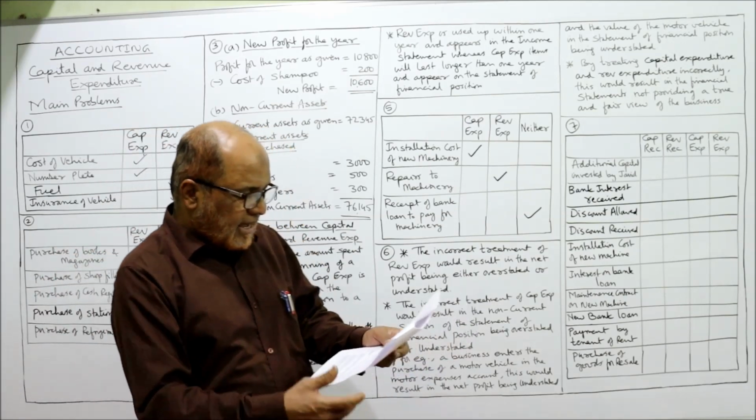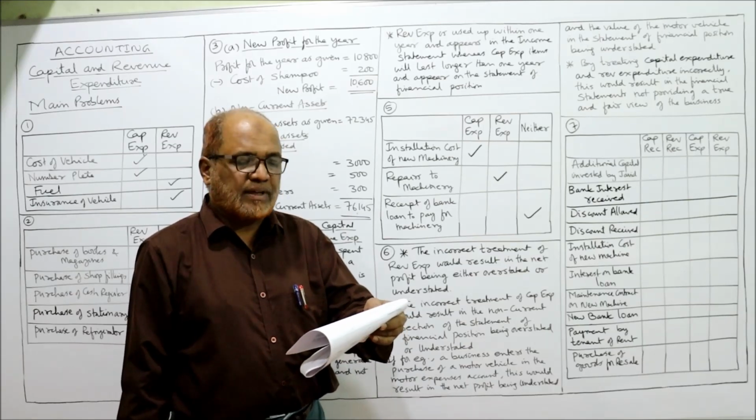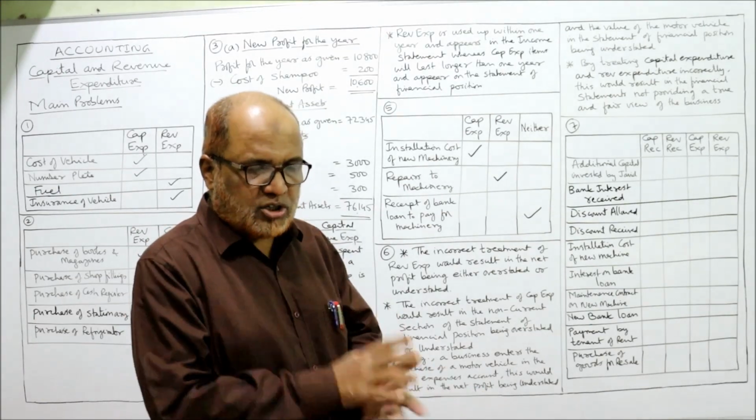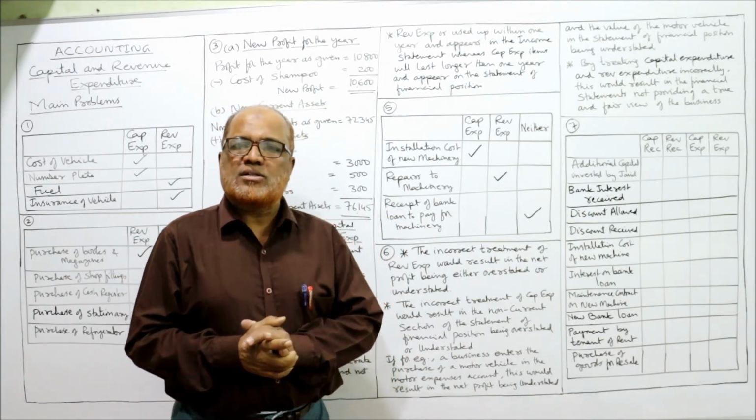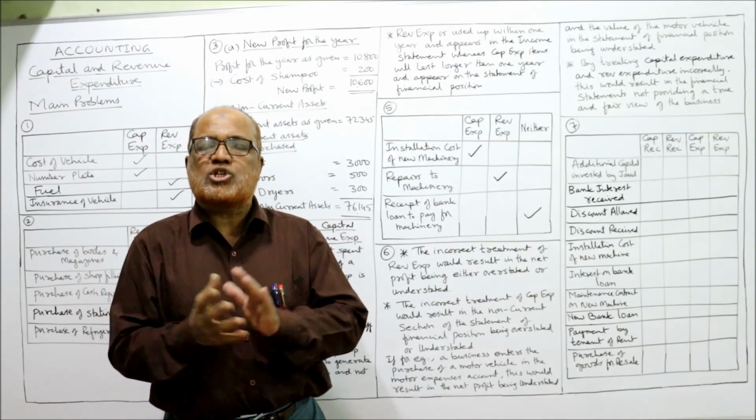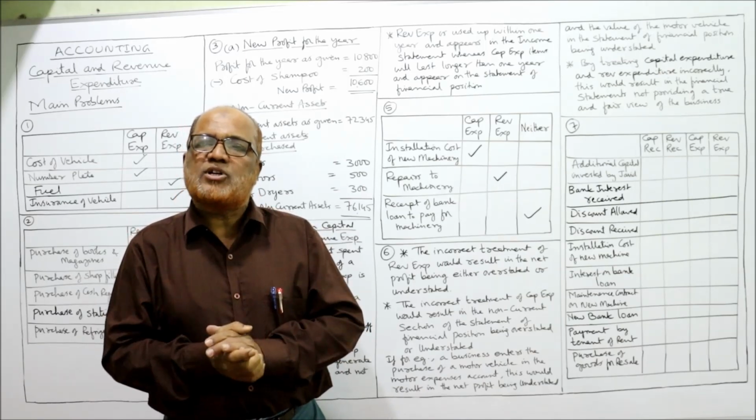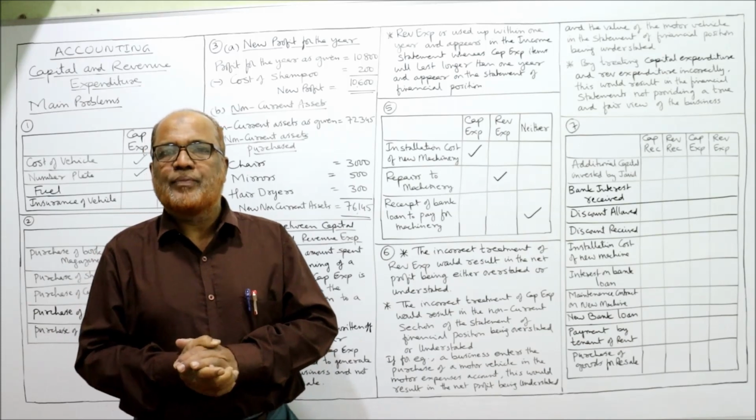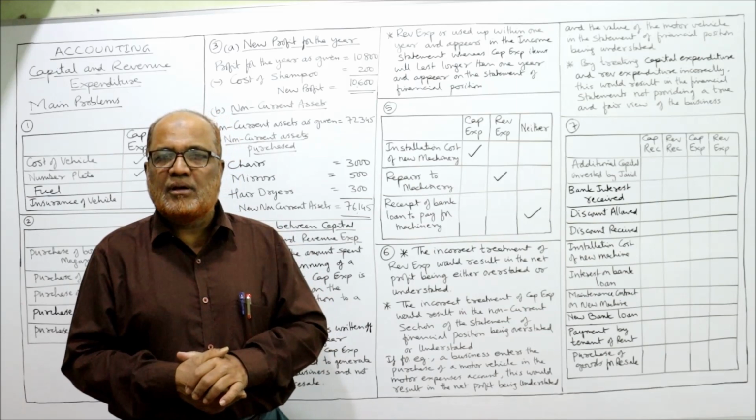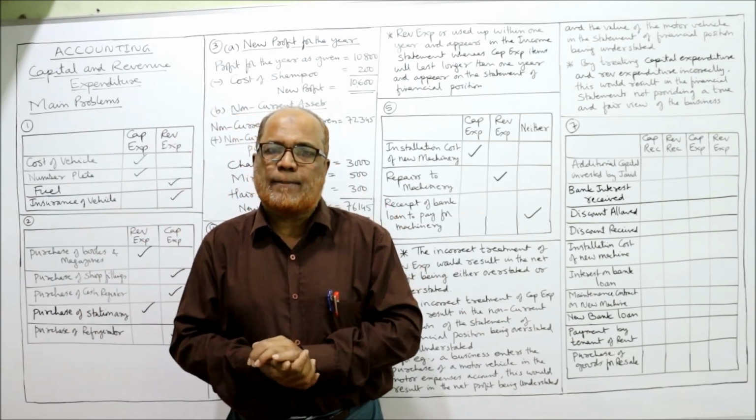Now sixth problem. See the sixth one. Assess the effect on a business of the incorrect treatment of capital expenditure and revenue expenditure. In the theory video, I have explained that it is compulsory for the accountant to distinguish between capital expenditure and revenue expenditure. If there is incorrect treatment of capital or revenue expenditure, then definitely it will have an effect on the financial statements. The income statement will not show the true profit.